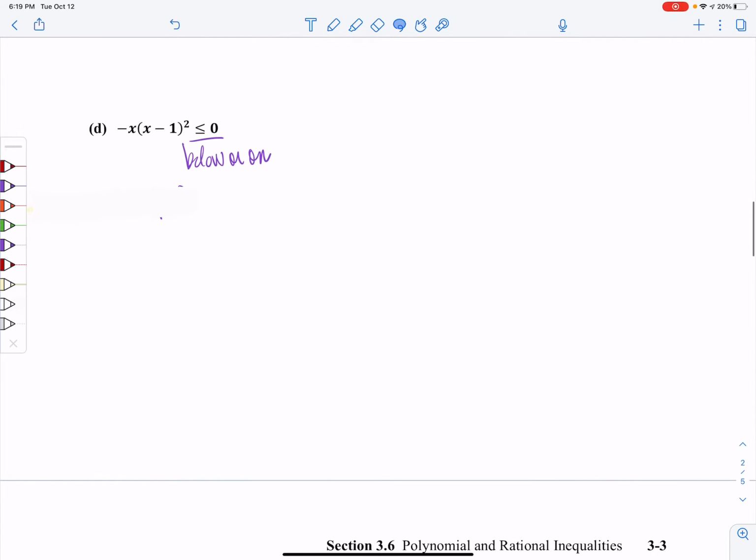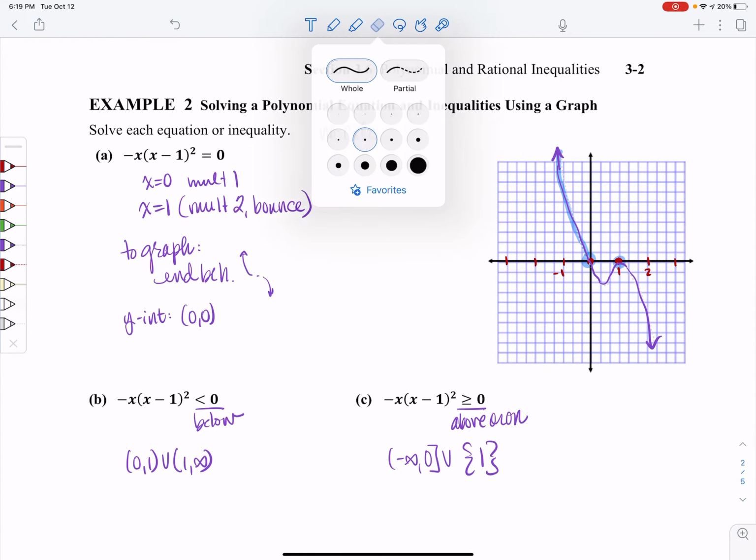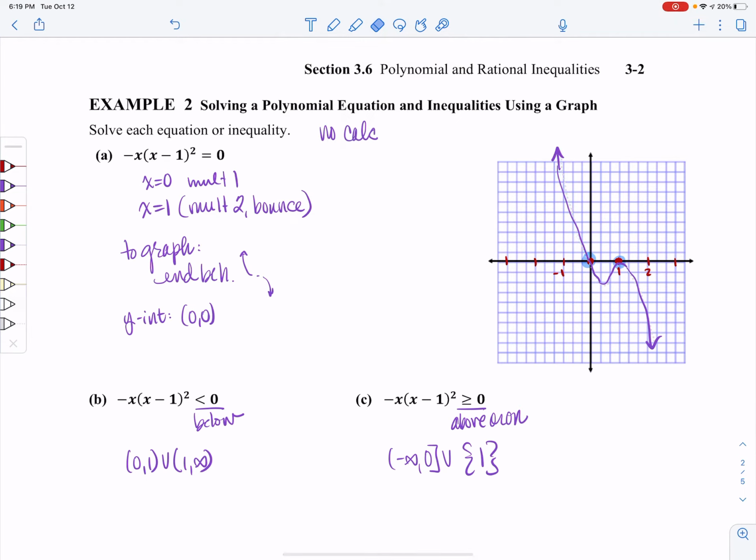I'm also asked, I forgot about this one, part D, for the below or on. So once again, let me get rid here of my highlighted pieces.